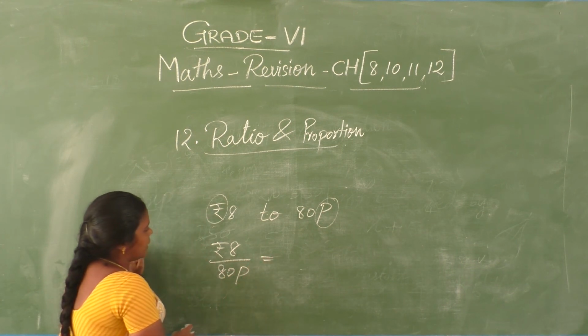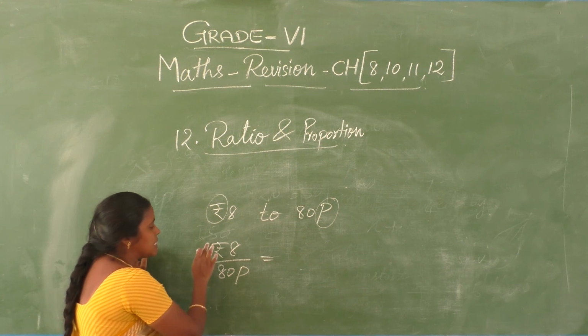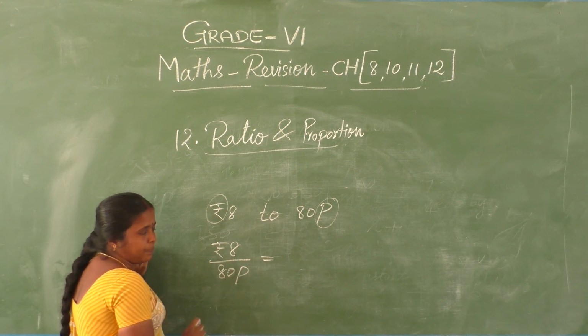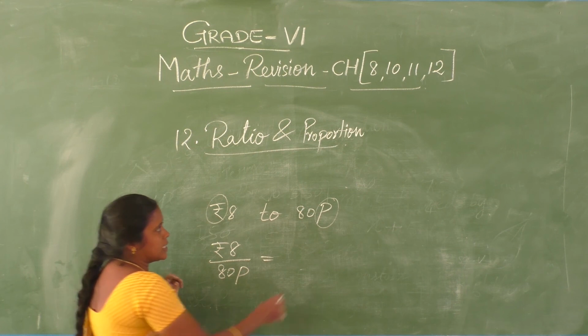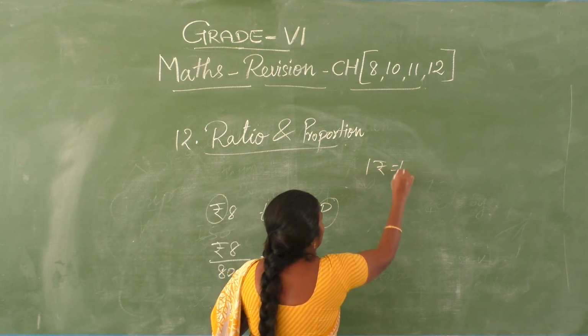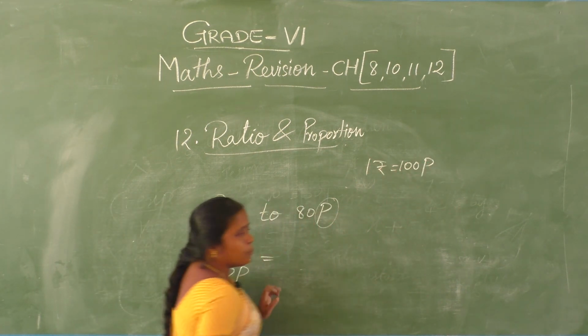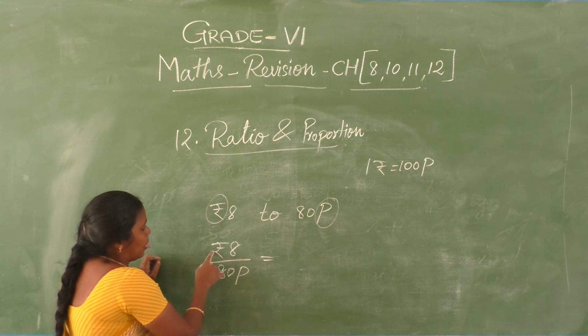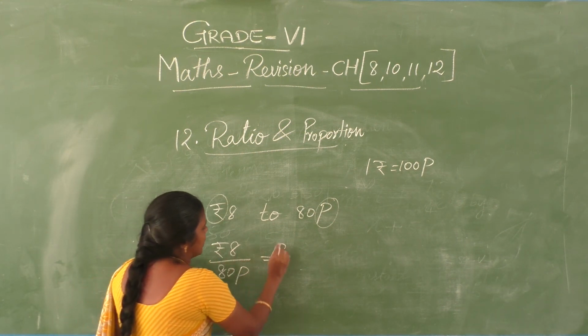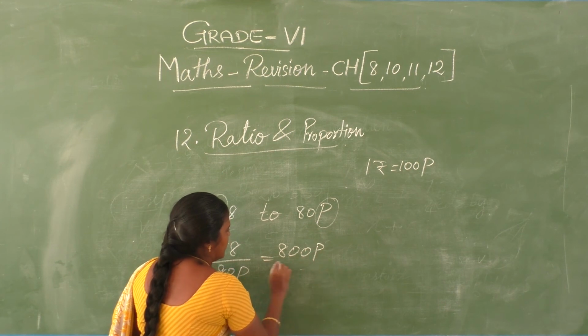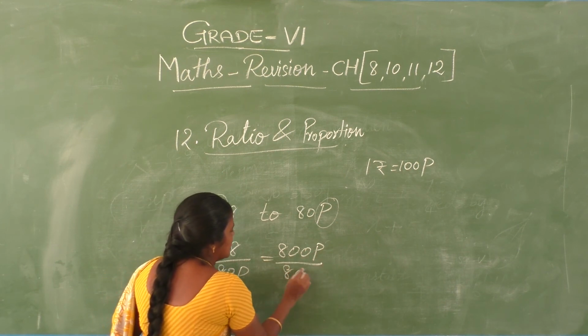In this portion you can cancel. No need. First of all, change their units into the same unit. What is the link between rupees and paise? We know 1 rupee equals 100 paise. That means 8 rupees equals dash paise. 800 paise. And the other is already 80 paise.